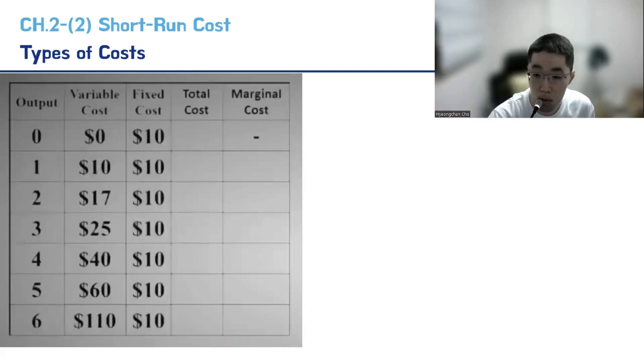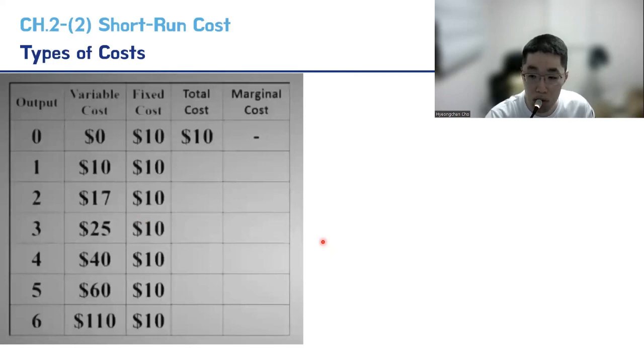Okay, so what is the fixed cost of producing one unit? Well, it's $10, right? It's obviously $10. For two units, it's $10. And for 3 units, it's also $10. Why? Because it's fixed. It doesn't matter how many units are produced. You still pay $10. It's fixed cost.